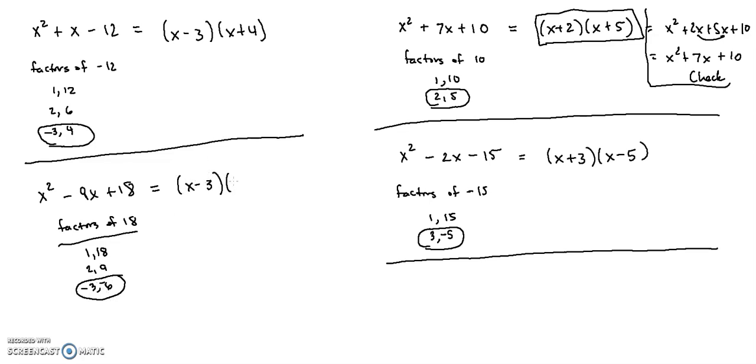So x minus 3, x minus 6, let's double check. They multiply to be positive 18, they add to be negative 9. Okay? Okay, so now we know how to factor those types of trinomials. Let's try the other type that we're going to look at.